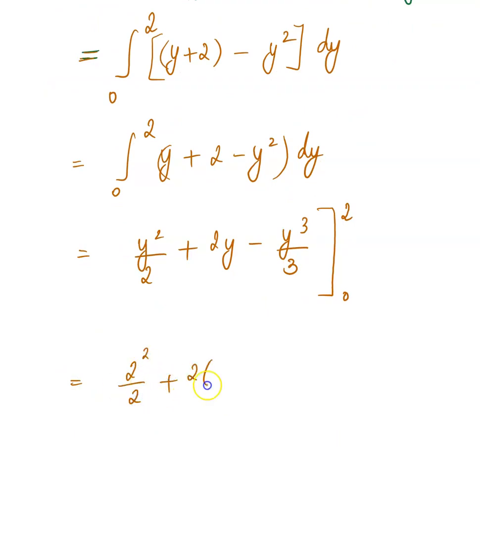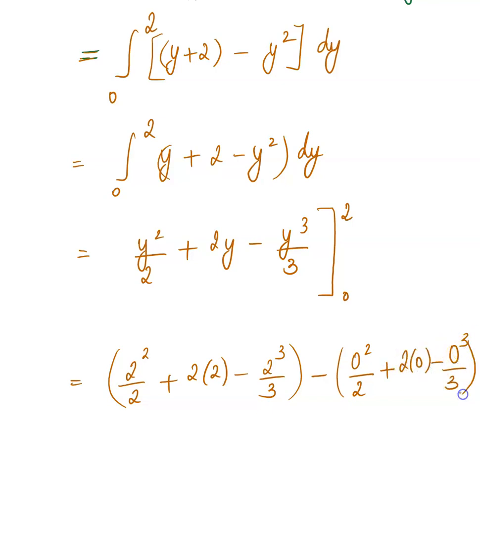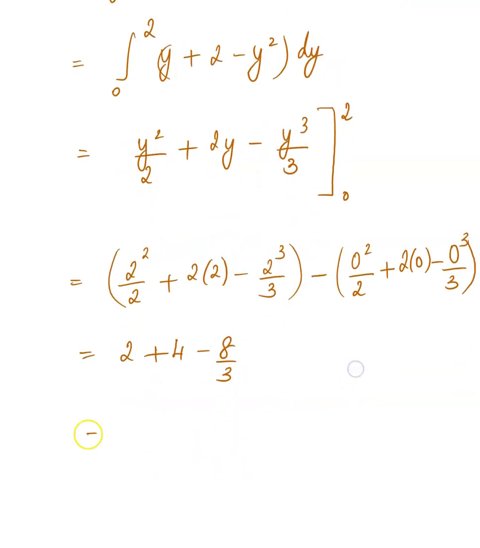Top limit minus the bottom limit. Again, I don't want to do this, but I don't want you to think that I forgot about it. I just don't want to do it because I know it will be a 0. Alright, so that's going to be 2 plus 4 minus 8 over 3, and that comes back as 10 over 3. Okay, same as the other example. Same as method 1.